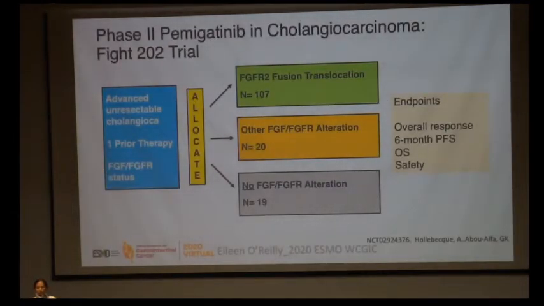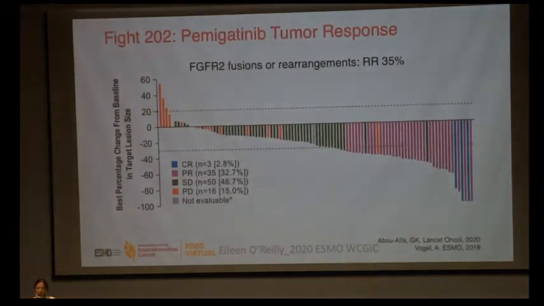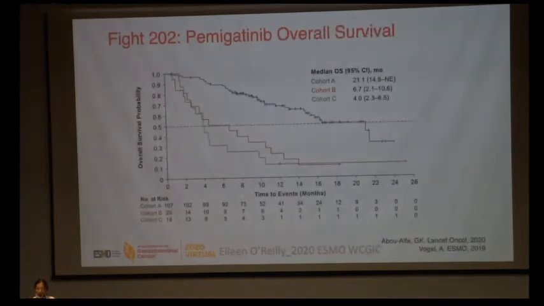This was the FIGHT 202 trial data. Advanced unresectable cholangiocarcinoma patients with one prior therapy. They were divided into 3 cohorts. Cohort A had FGFR2 fusion translocation, cohort B had other FGFR alterations, and cohort C had no FGFR alterations. And this was the response rate in the FGFR2 fusion rearrangement, 35% response rate. Cohort A achieved a median overall survival of 21.1 months compared to 6.7 months in cohort B and 4 months in cohort C.